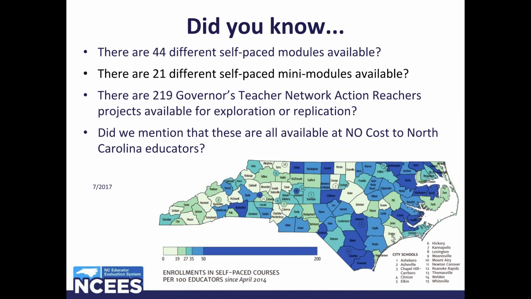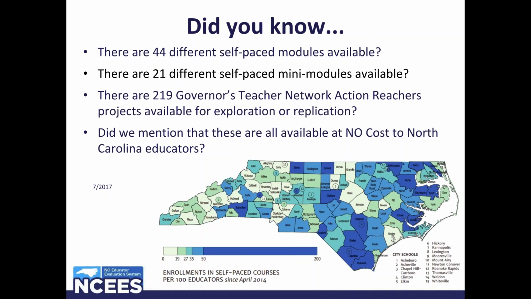So here are just a few fun facts about the PD system. 44 different self-paced modules are available. There are 21 self-paced mini modules, the difference being the amount of time that it would be required to complete the activities. There are 219 Governor's Teacher Network Action Researcher projects that are available for you to explore or perhaps even replicate if they meet the needs of your classroom. And these modules are available at no cost to North Carolina educators.